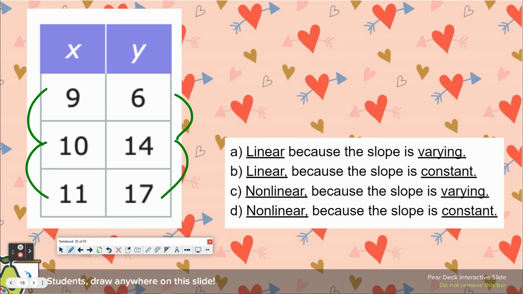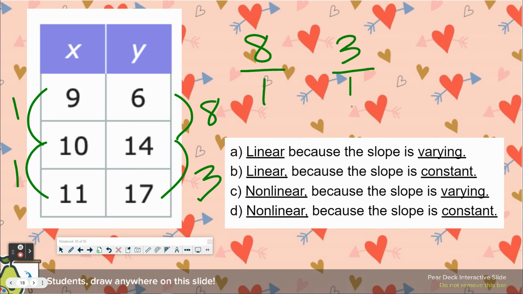I feel like you gotta be good and quick at it, right? 6 to 14, that is gonna be 8. 14 to 17 is 3. I don't like that those aren't the same. 9 to 10 is 1. 10 to 11 is 1. The slope for my first point is 8 over 1. And my slope for my second point is 3 over 1. The only reasonable answer is C. It is not linear. So if I graphed it, it would not be a line because it's got varying slopes.